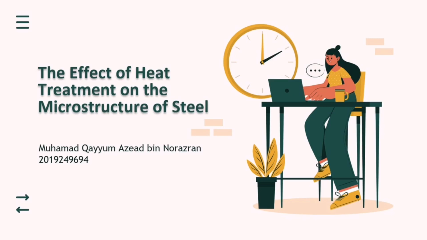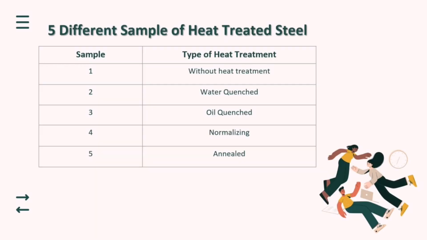This experiment video is about the effect of heat treatment on the microstructure of steel. So basically there are 5 most common types of heat treatment, which are annealing, normalizing, spheroidizing, quenching or hardening, and tempering.